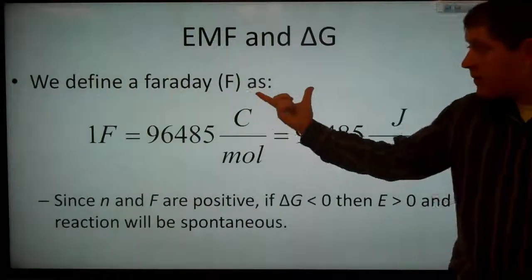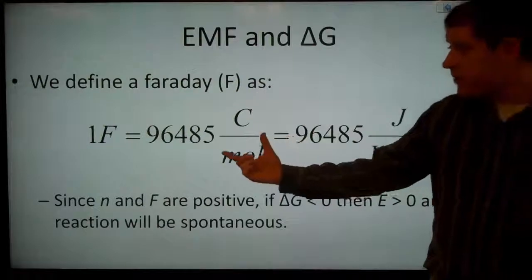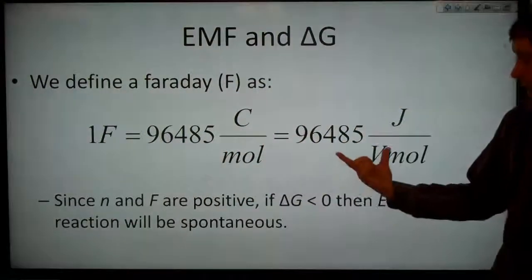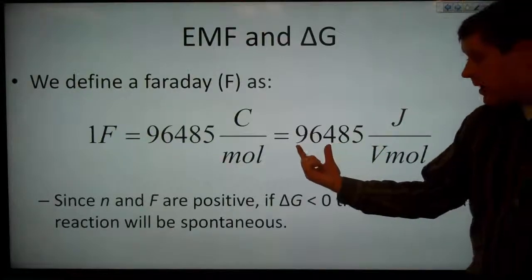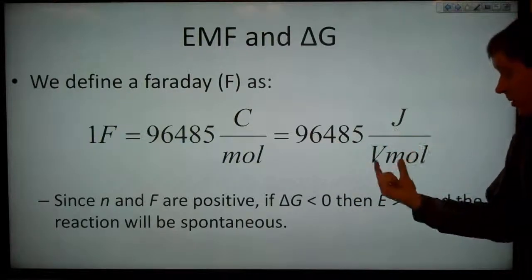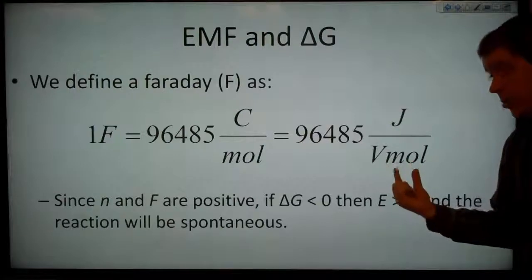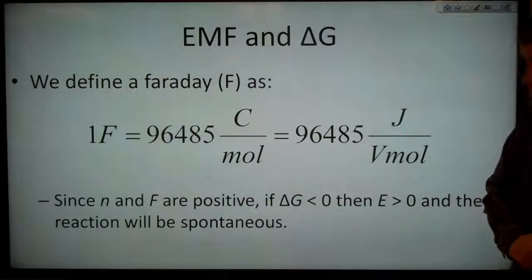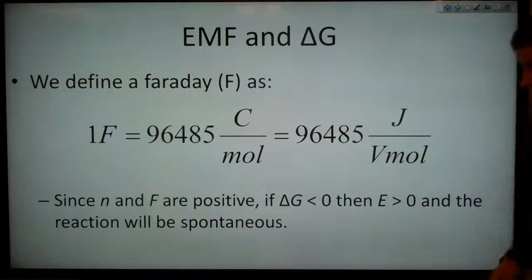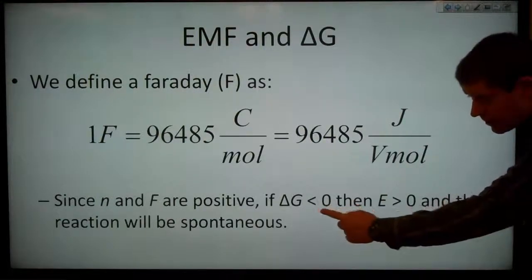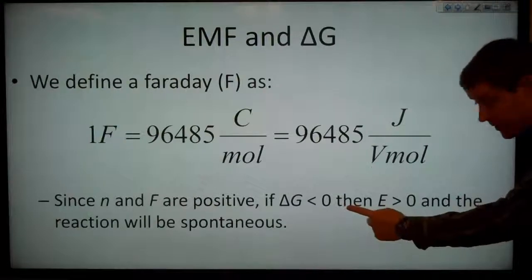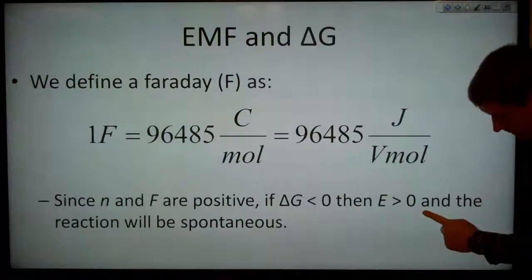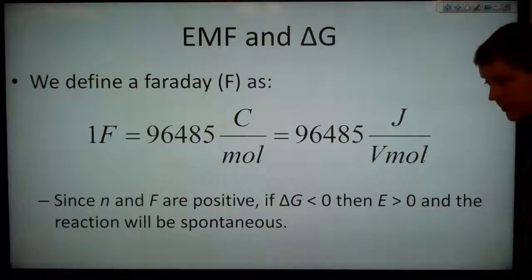So we define a Faraday as 96,485 coulombs per mole, and that then is equal to 96,485 joules per volt per mole. And because n and F are positive, if delta G is negative, if it's less than 0, then we know that the cell potential is greater than 0, and the reaction will be spontaneous.